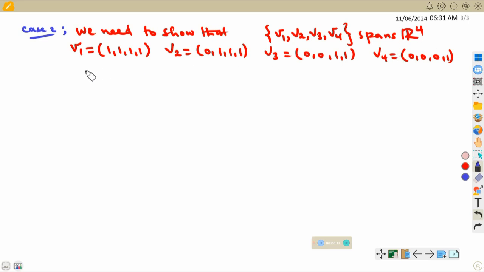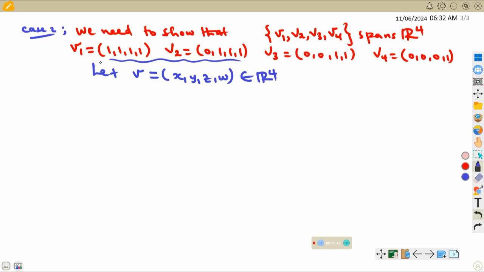In order to do that, we shall first of all need to let any vector V, which is of the form x, y, z, and w, be picked from R to power 4. This vector must be written as a linear combination of these vectors. If we are able to obtain the scalars in such a way that we can write this vector as a linear combination of these vectors, then we shall be able to say that these vectors span R4. So let us write.